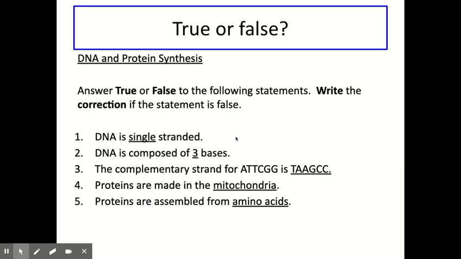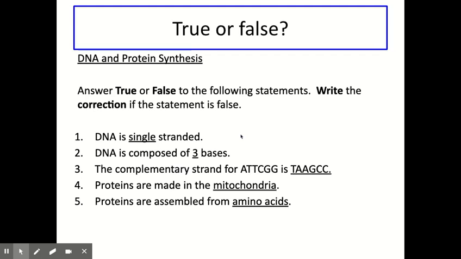Now we're going to try and do some true or false questions. Again, these are really common in the exam. For each one, you just write down true or false. If it's false, you do not need to write out the whole sentence again. You just write the one word that you would replace the underlined word with to make the sentence true. So pause the video and try these and press play when you're ready to hear the answers.